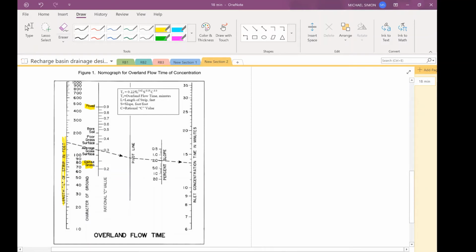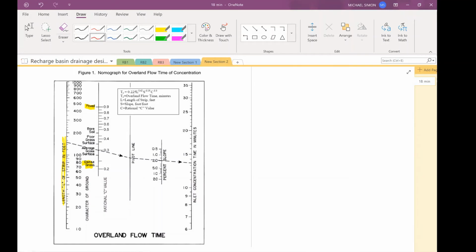Then we have what's called a pivot line. We draw a straight line, hit this line, and then use that as a pivot point to go through the percent slope of the land surface. Again, you have to go back to your topo map and figure out the elevation at the bottom where the catch basin is located, and the elevation where that water originated. The difference in elevation divided by the length of the land strip it traveled gives you your average percent slope. So let's do a quick example on this.